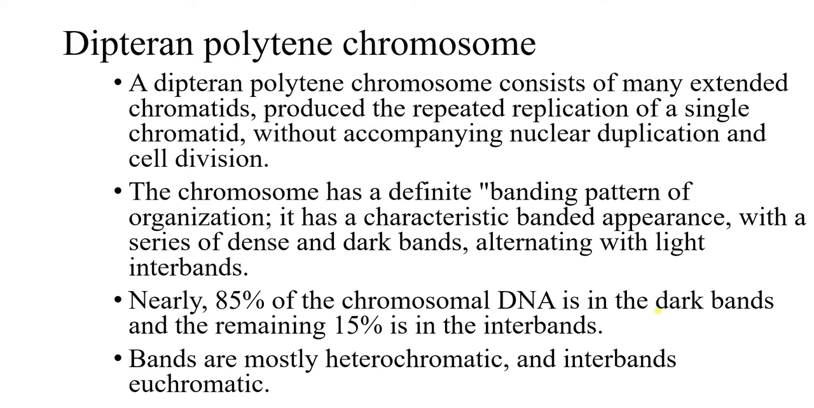Nearly 85% of the chromosomal DNA is in the dark bands and the remaining 15% is in the interbands. Bands are mostly heterochromatic. Heterochromatic means the DNA is highly condensed, and the interbands are euchromatic. Euchromatic means they are much less condensed, but they are transcriptionally active.